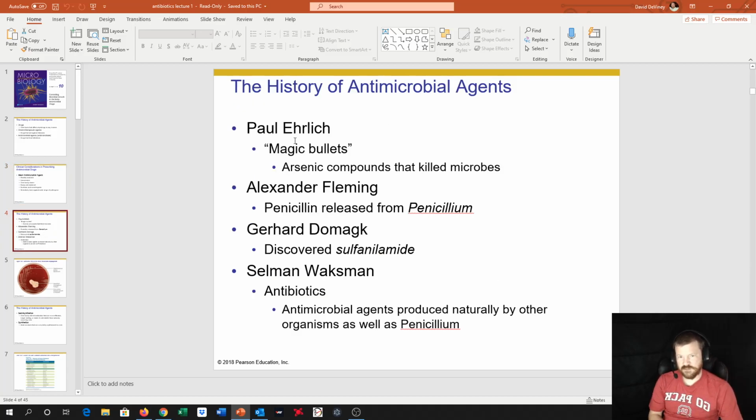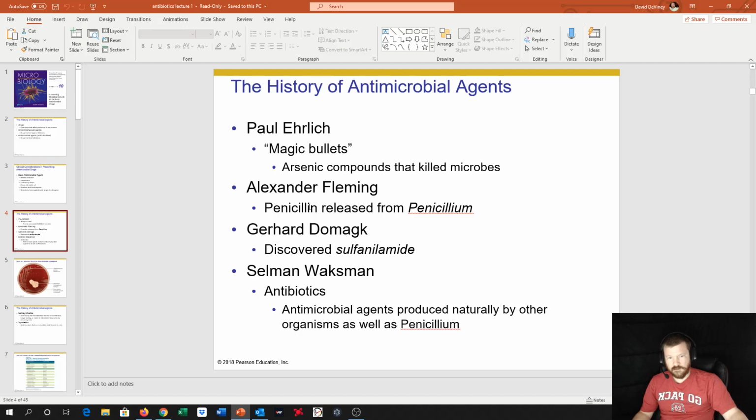Some folks through history, so Paul Ehrlich, he was looking for these kind of magic bullets, so things that could control microbes, right? And so he was one of the first ones to find these arsenic compounds that killed microbes. If you know anything about arsenic, it's not particularly good for humans. It will control microbes, there's no doubt about it, but it's also highly toxic to you.